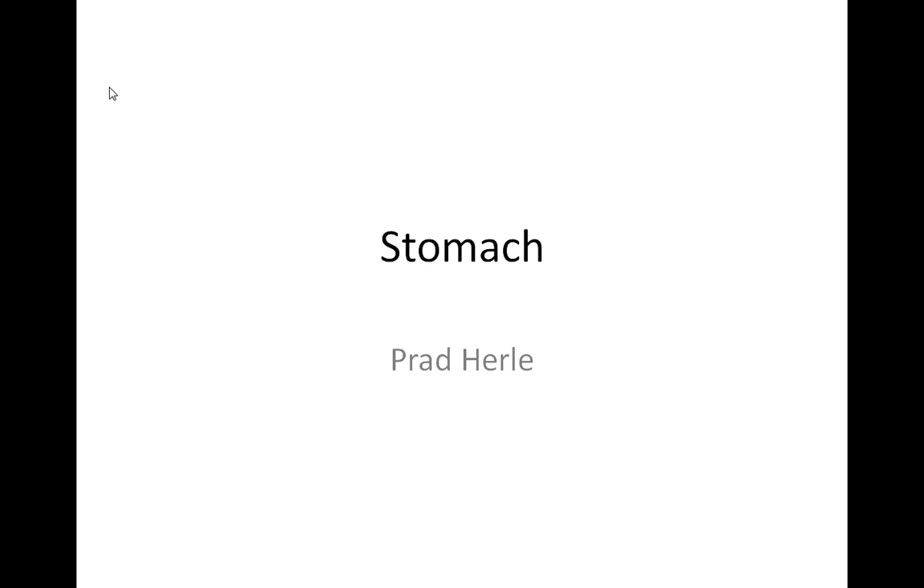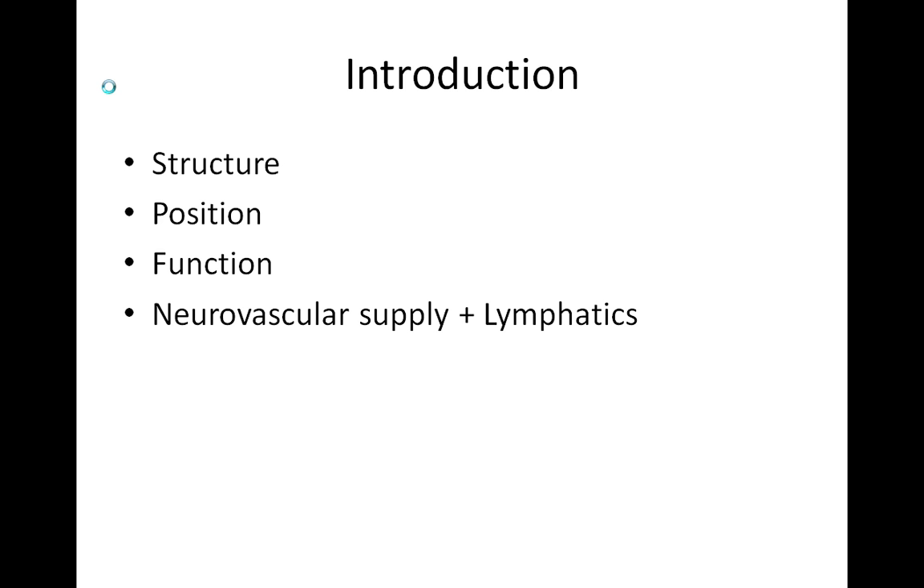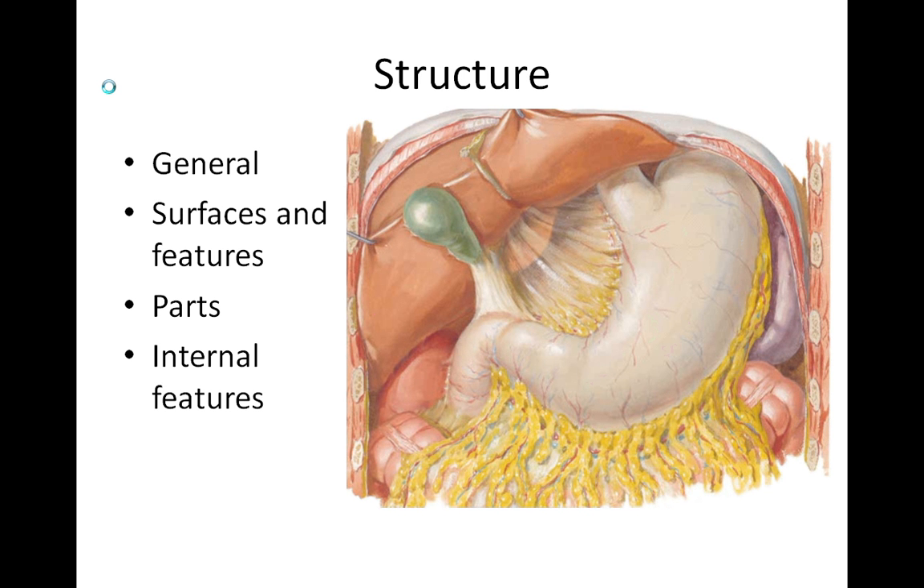Now, with any viscera, I like to talk about the three main things that are key to anatomy, so structure, position and function. The next thing that I'd like to talk about is also the neurovascular supply and the lymphatics. So, we'll start off with the structure. With the structure, there's four things you mainly need to know. So you need to know general structure like size and shape, surfaces and features, parts, and internal features.